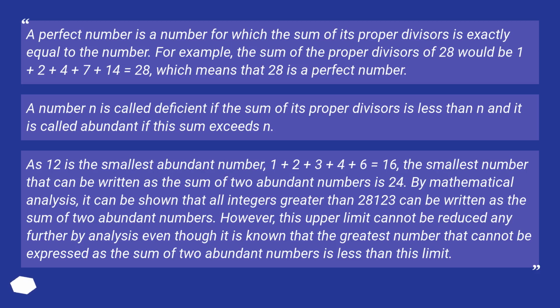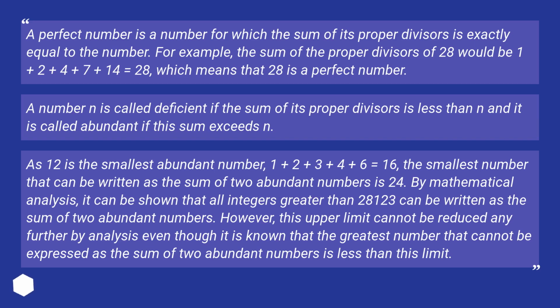A perfect number is a number for which the sum of its proper divisors is exactly equal to the number. For example, the sum of the proper divisors of 28 would be 1 plus 2 plus 4 plus 7 plus 14 equals 28, which means that 28 is a perfect number.